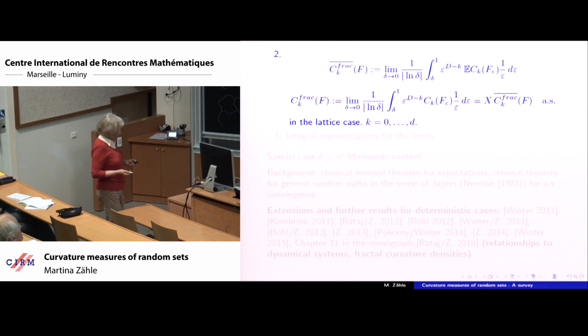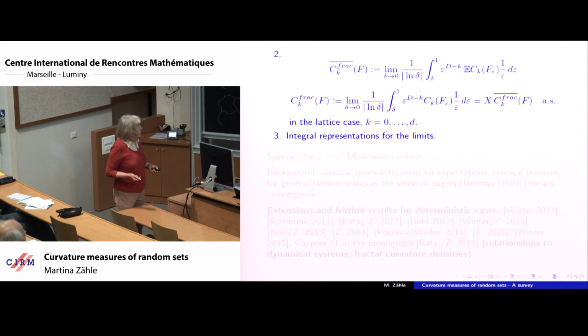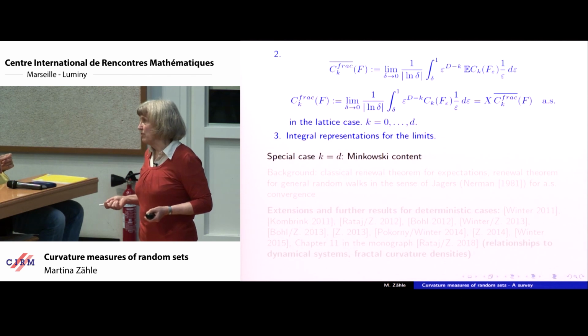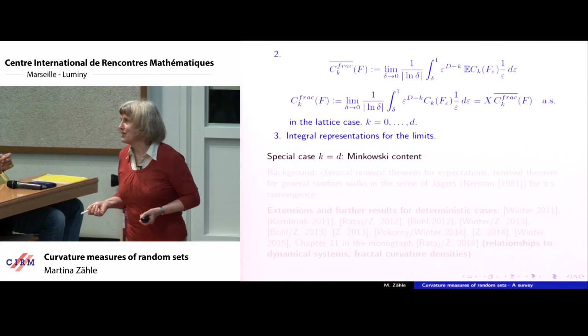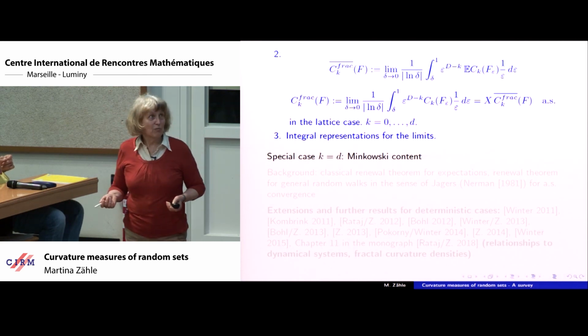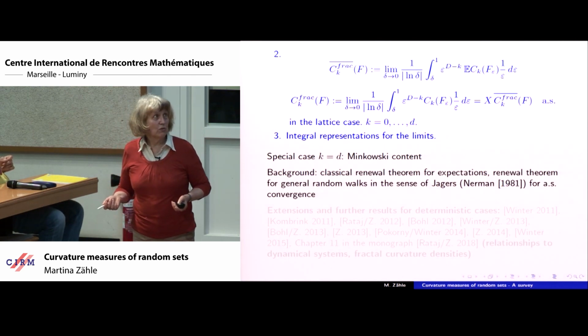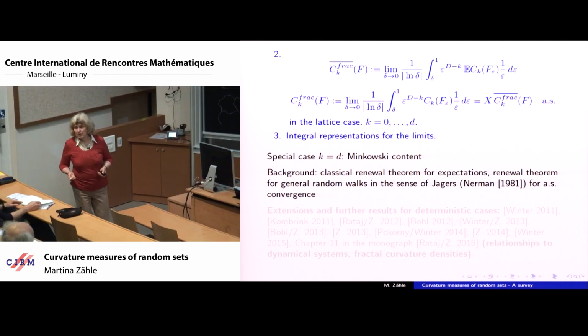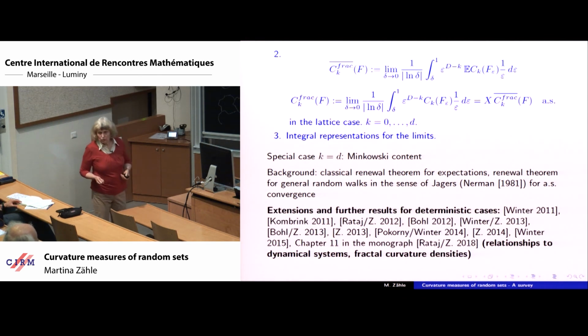One has results for fractal curvature measures, and one has some integral expressions for the limits. But the integral expressions are quite hard for computer applications. Yeah, this is not so easy. For some simple models it is easy to do, but in general these formulas are not very useful. And the background for proving this is an extension of the classical renewal theorem to a random variant, and some applications to fractals.